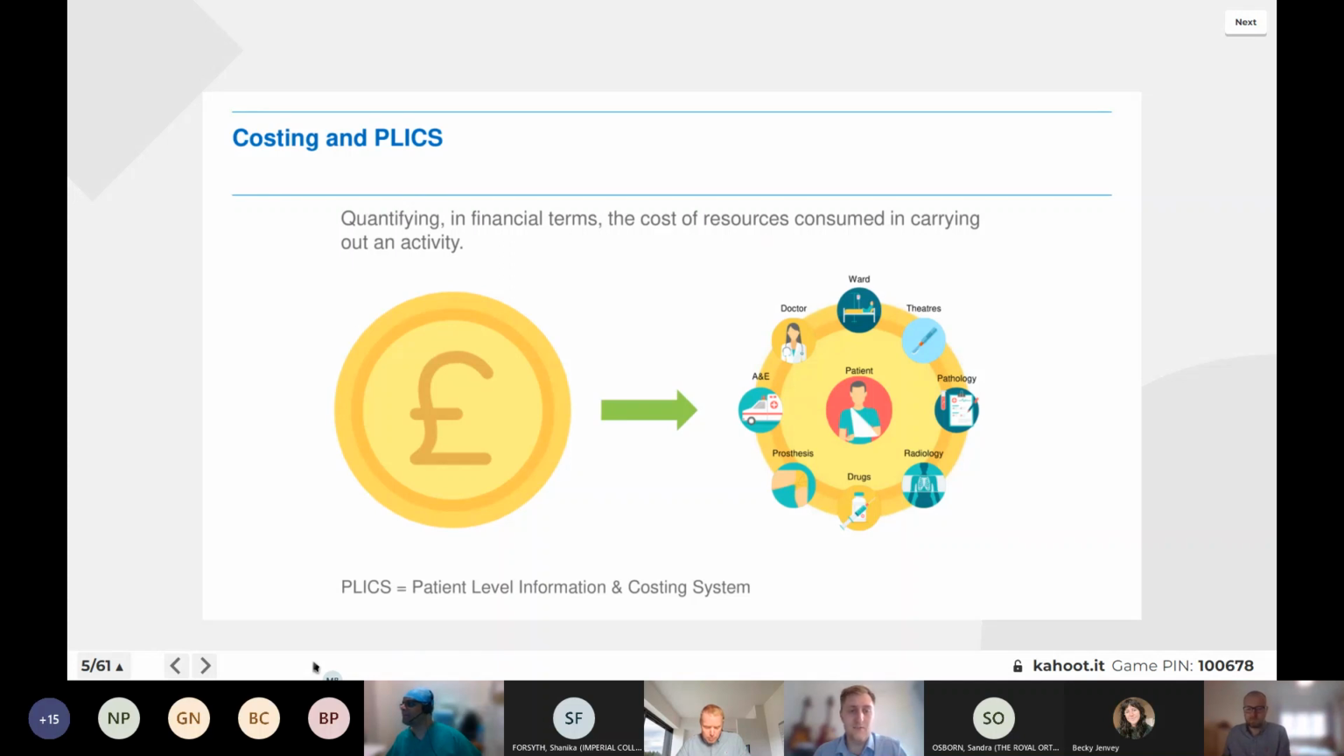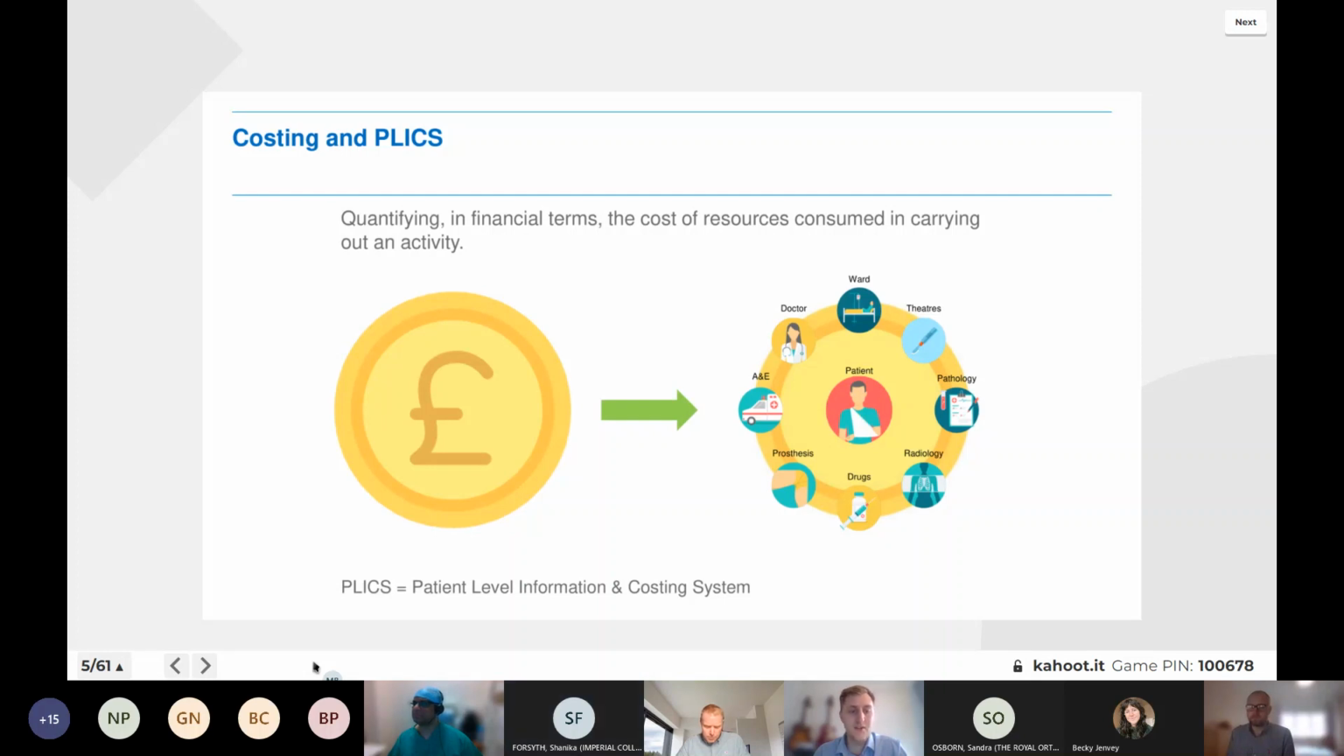PLICS, which stands for Patient Level Information and Costing Systems, takes this one step further to work out how much it costs to treat individual patients. We can build up the total cost of a patient using their data such as their ward stays, their theatre usage, whether they had any tests or radiology scans and so on.